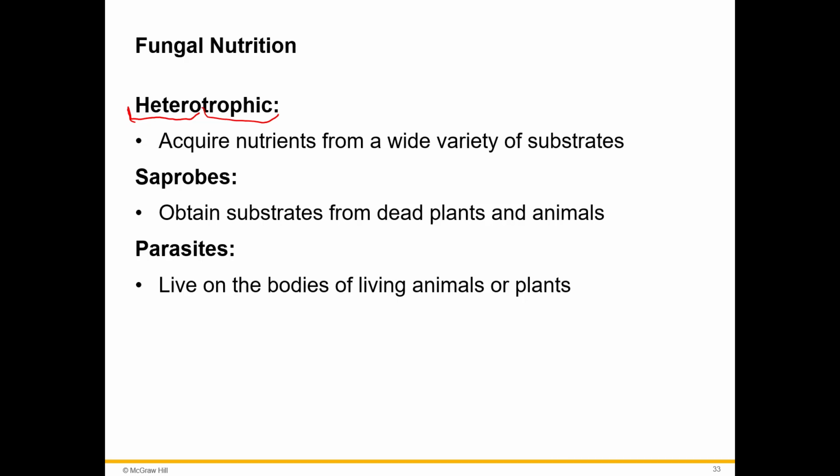Parasites. Parasites live on the bodies of living animals or plants. Some fungi are parasites. When I just talked about a fungal infection, if you've ever had one or know anyone that has, that would be a parasitic infection. Saprobes, that's a natural thing they should do to decompose dead organisms. Parasites, that's not so great.